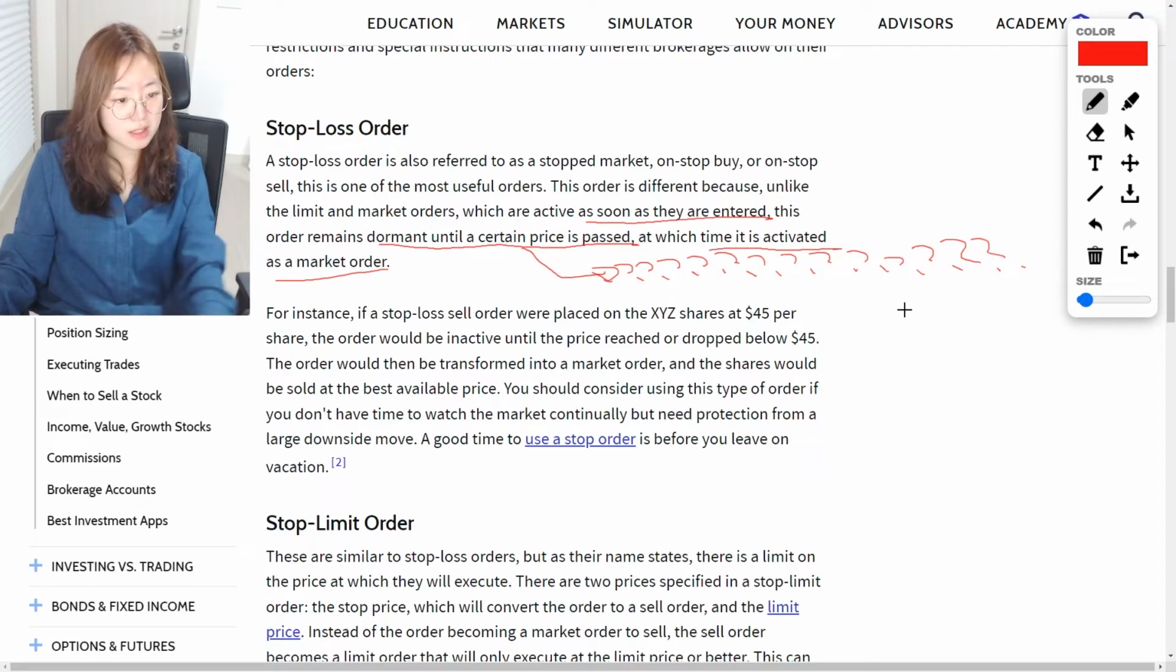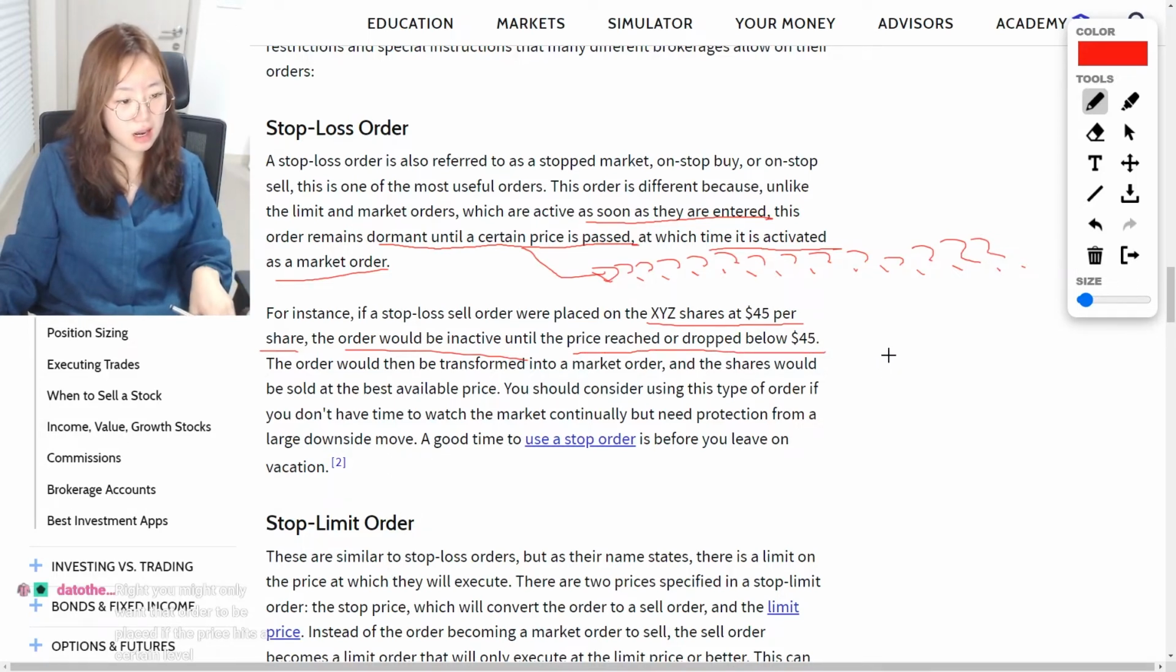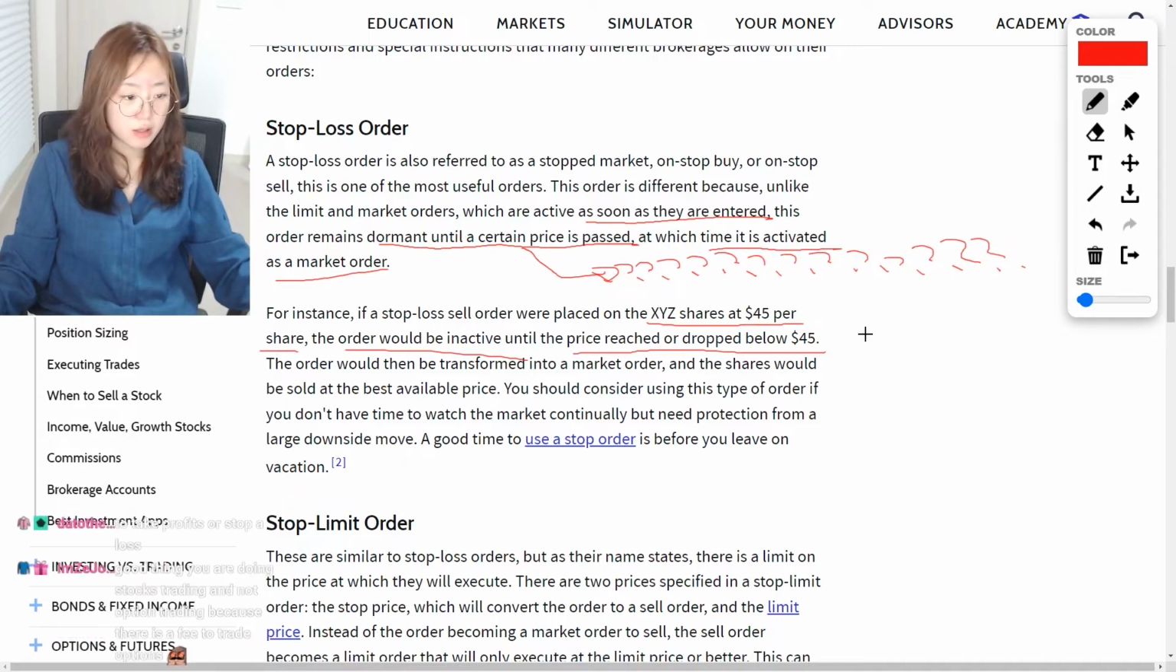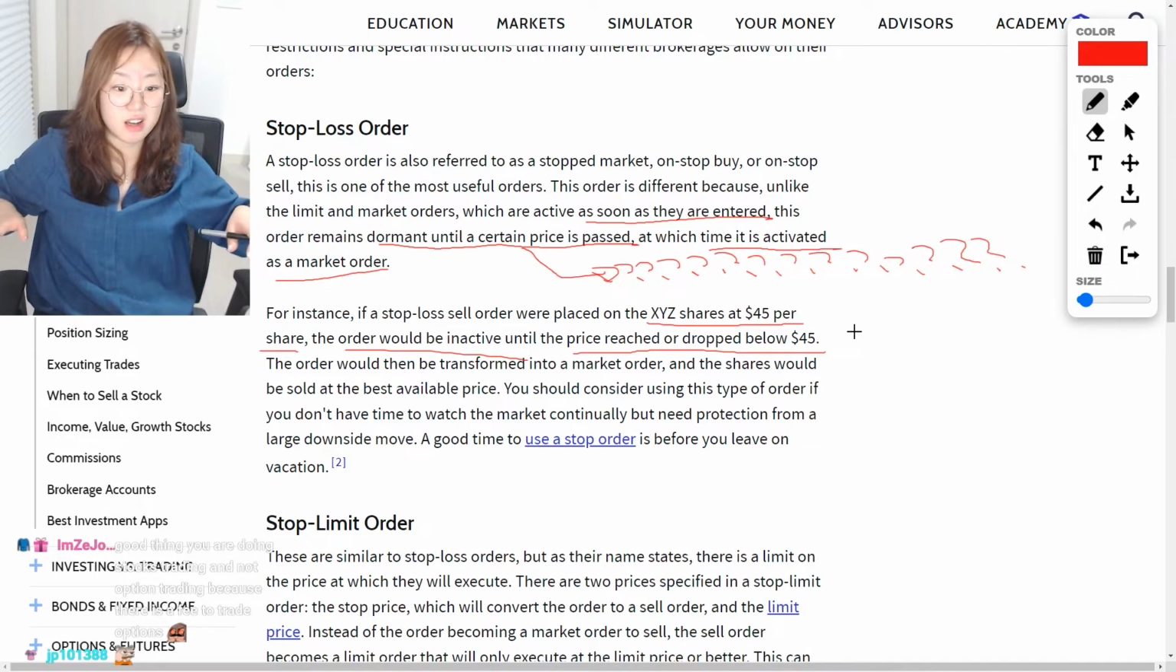So for instance, if a stop loss sell order were placed on an XYZ share for $45 per share, the order would be inactive until the price reaches or drops below 45. So I want to sell. Nothing will happen until it's below 45. You might only want the order to be placed if the price hits a certain level. The order would then be transformed into a market order and the share would be sold at the best available price. So they don't touch the share until it goes below 45.